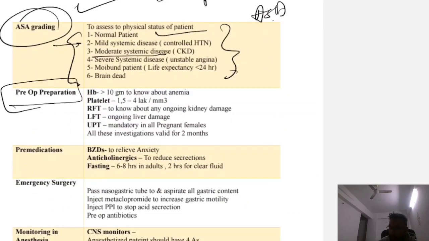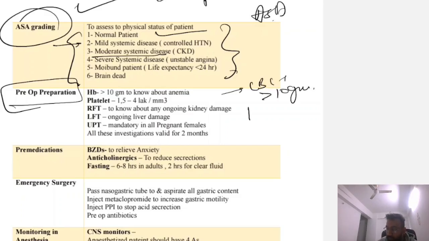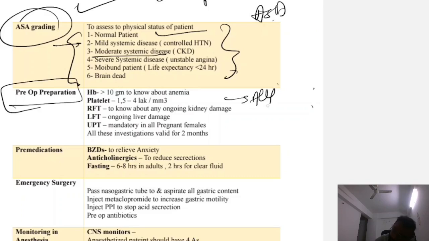Now pre-op preparation. You have to do the basic investigations like CBC to know the Hb, which should be greater than 10 gram, platelets should be 1.5 to 4 lakh, RFT to know about ongoing kidney damage, and LFT, because all these interfere with the anesthetic agents. Okay, UPT is mandatory in all pregnant females. And you have to understand these investigations are valid for 2 months only.